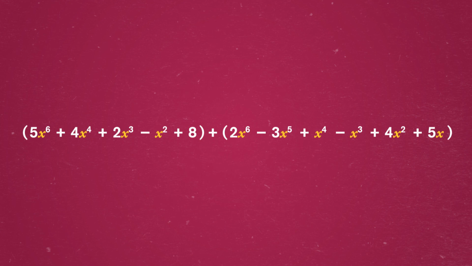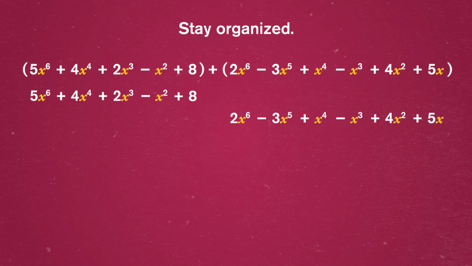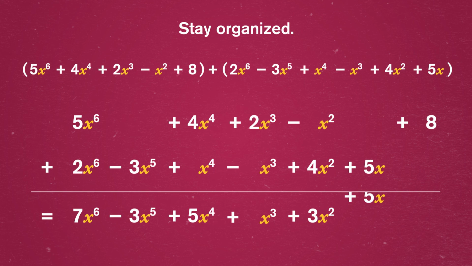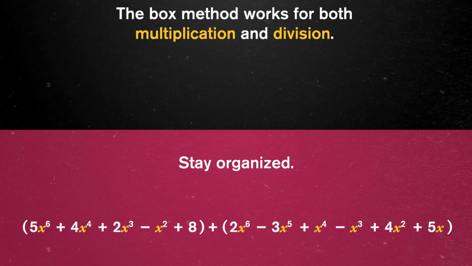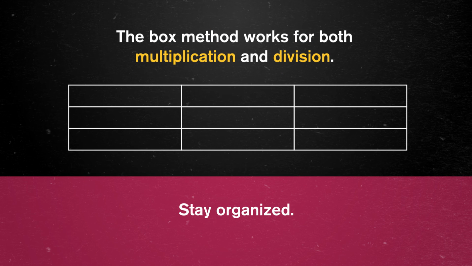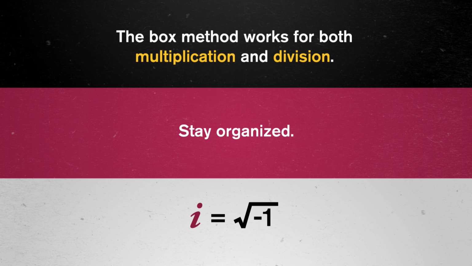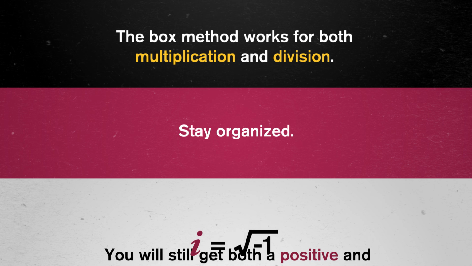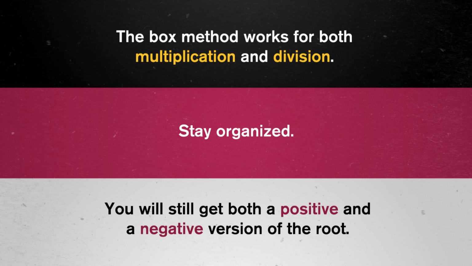So, now we're polynomial masters, right? We can solve, multiply, and factor almost anything algebra throws at us. But it's always possible to get stuck, so here are some tips for you if you do. When adding and subtracting polynomials, it's important to stay organized. Stack your polynomials and align variables with the same power. Rectangles are still our friends. The box method works for both multiplication and division. Filling in the last and first terms of the dividend will help you sleuth out what your factors are. And if you need to take the square root of a negative number, there's an imaginary number lurking in there. Remember that you'll still get both a positive and a negative version of the root.